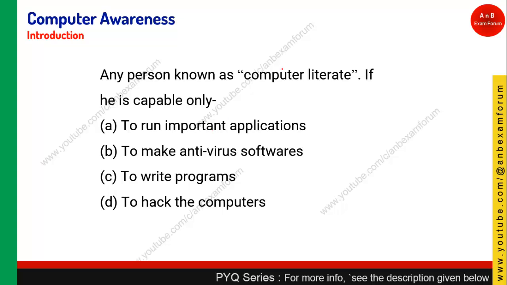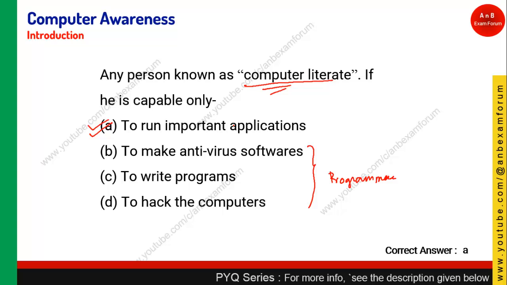Students, nowadays computer literacy is an important topic in school and college. Why is it important? So that a computer literate person is able to run important applications, with the basic understanding he should have. So those who have given option A are right. What about the other options? To make antivirus software, to write programs, to hack computers, all these activities are done by programmers. Programmers write the code, the instructions to the computer to make that software work. But for a computer literate person, he should be able to handle the computer to run important applications.